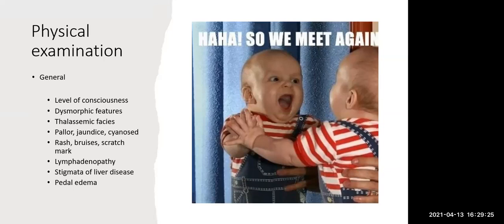We also need to look for any dysmorphic features, for any Alagille syndrome, and thalassaemic facies as mentioned just now, and also any stigmata of liver disease, any pallor, jaundice or cyanosis, any rashes, bruises or scratch marks, lymphadenopathy, stigmata of liver disease like spider nevi, palmar erythema, also clubbing, and we also need to look for any pedal edema.